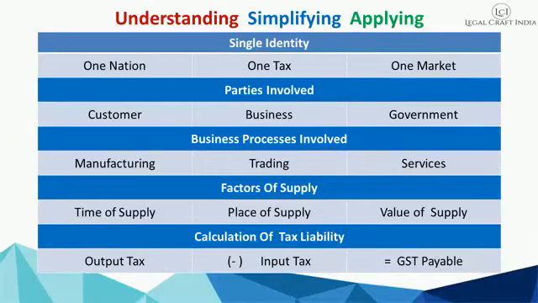Coming to next point, single identity. One nation, one tax, one market. Parties involved are customer, business and government. Business processes involved are manufacturing, trading and services. Factors of supply: time of supply, place of supply, value of supply. Calculation of tax liability: output tax, that is sales, minus input tax, that is purchases, is equal to GST payable.